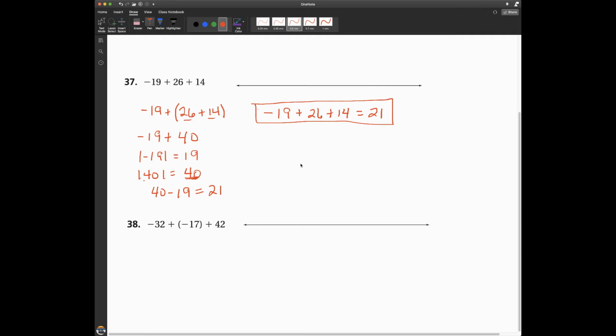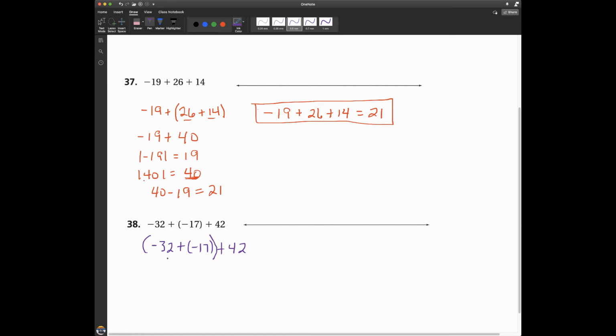There's that problem. Let's look at another one. This one down here. Negative 32 plus negative 17 plus 42. Let me write that down. I'm going to use a different color. I want purple. Negative 32 plus negative 17 plus 42. Again, I want to use that associative property that's going to say, hey, I'm going to add these two numbers. Why do I choose those two? Because they have the same sign. And I like to sing that song, especially the first line. Same sign, add and keep.